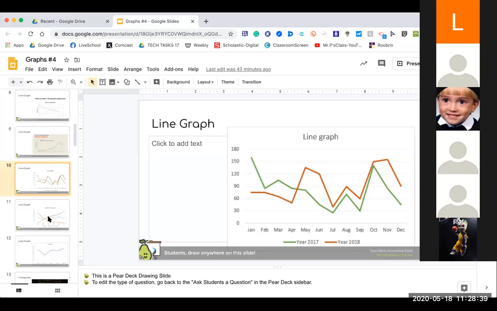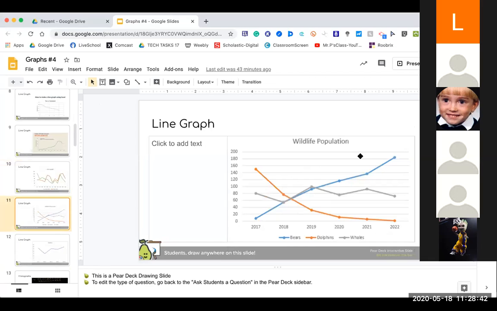All right, let's look at another one. Okay, I know it's hard to see. So this one is about wildlife population. And you notice now you have the years, and instead of having separate line graphs for 3 different animals, you put them all on the same line graph. So I've got bears in blue, dolphins in orange, and whales in gray. Just give me one general characteristic. Which animal's population is going up the most? The bears. The bears in blue. Do you notice an animal whose population is decreasing? Dolphins.